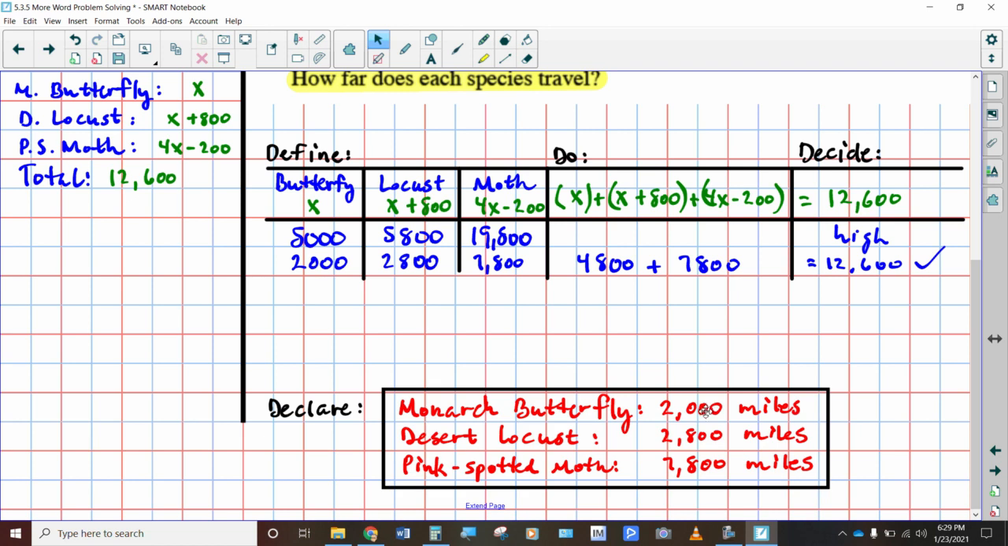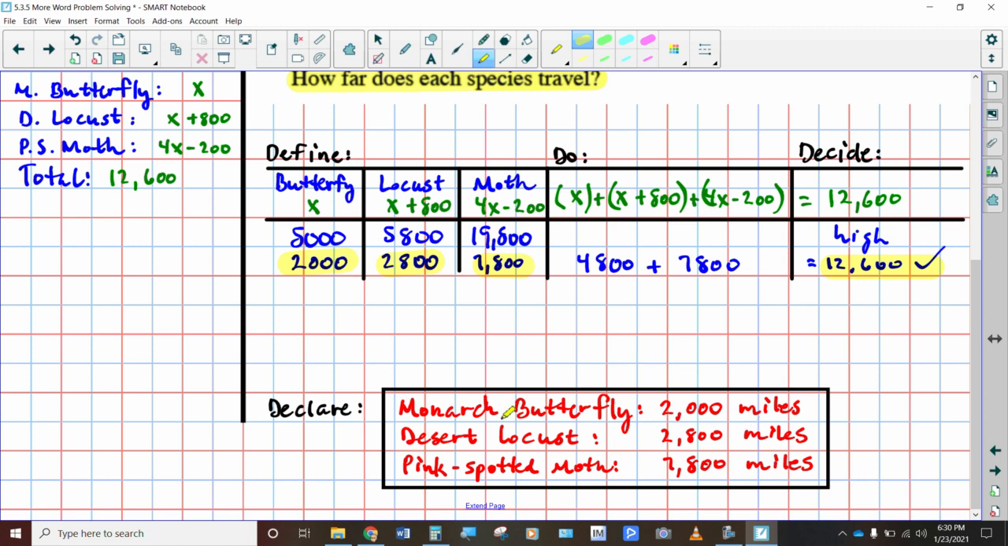But I also want to solve this algebraically. Once again, if you're doing it the trial and error way, once you've got your answer is correct, then you have to take each one of those numbers. For the butterfly, 2,000 miles. For the locust, 2,800 miles. And for the moth, 7,800 miles.